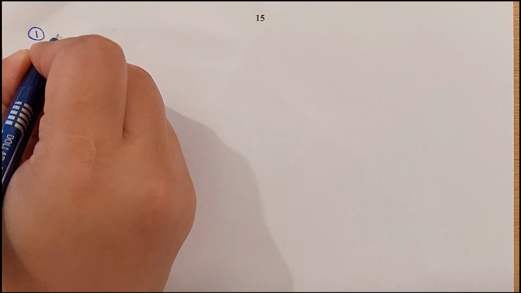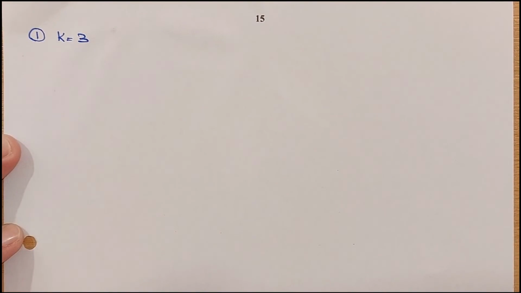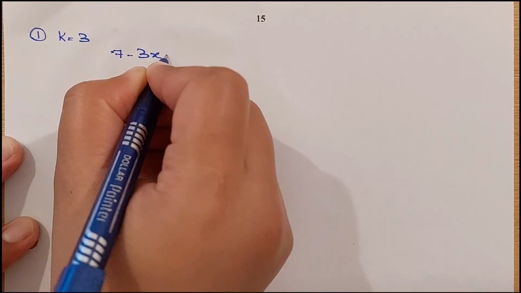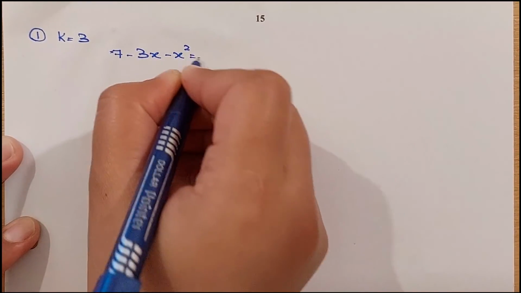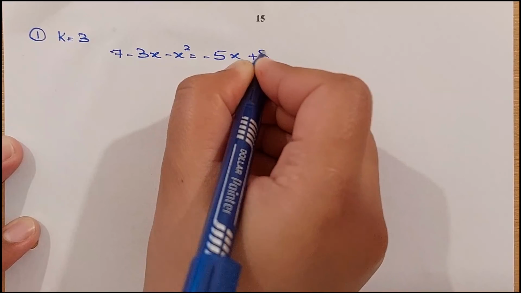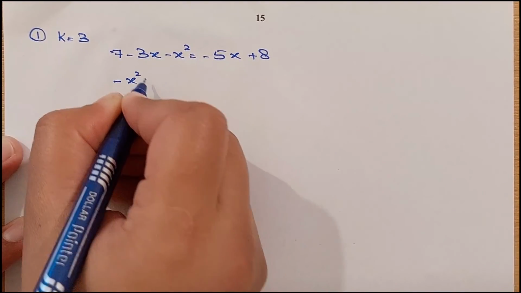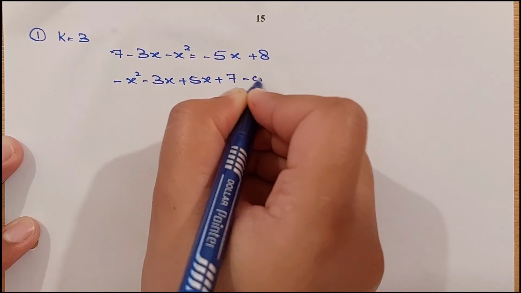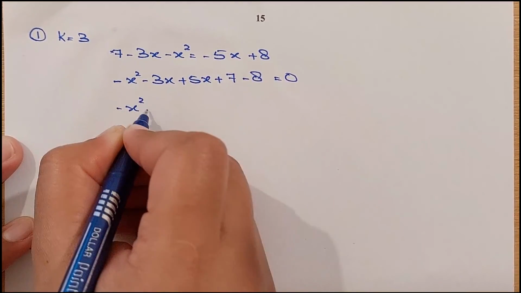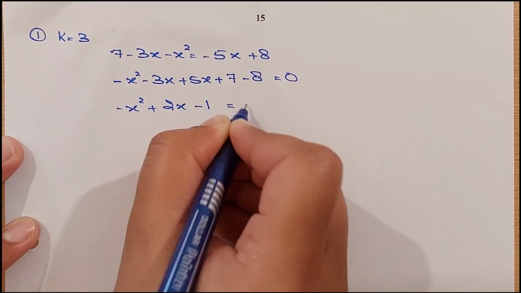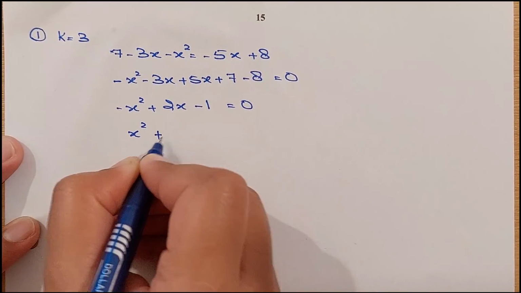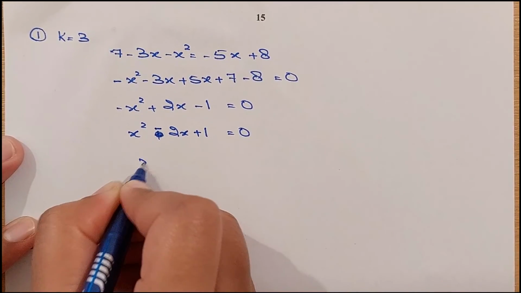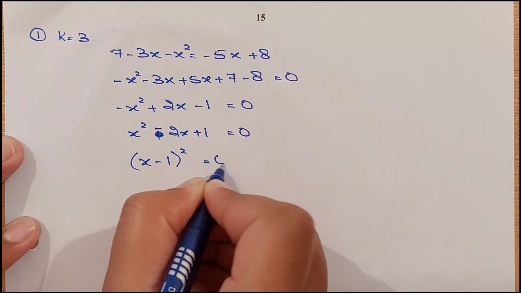So the first, k equals 3, the tangent and the curve. So we have 7 minus 3x minus x square equals minus 5x plus 8, right? So from here, minus x square minus 3x plus 5x plus 7 minus 8 equals 0. So minus x square plus 2x minus 1 equals 0. Taking the negative sign common, x square minus 2x plus 1 equals 0. So this is x minus 1 whole square equals 0, right?